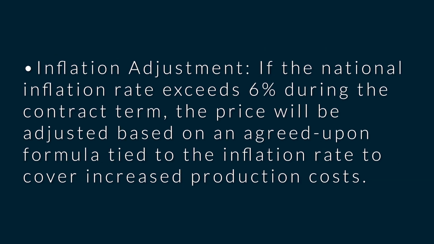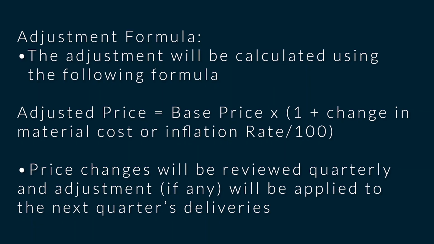Now, inflation adjustment, so it's not just material, inflation can also be an issue. If the national inflation rate exceeds 6% during the contract term, then the price will be adjusted based on an agreed upon formula tied to the inflation rate to cover the increased cost. Now that you've brought up the adjustment formula, the question then can become exactly what is the adjustment formula? And in this case, the adjustment will be calculated using the following formula.